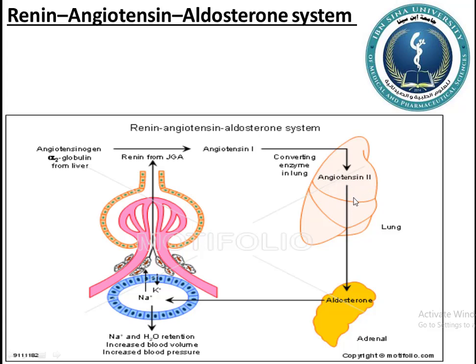It is an active substance, and can act by itself, causing different increases in the blood pressure, or it has its effect on the aldosterone from the adrenal gland on the kidney, and the aldosterone will affect the GFR and increase the sodium ion.